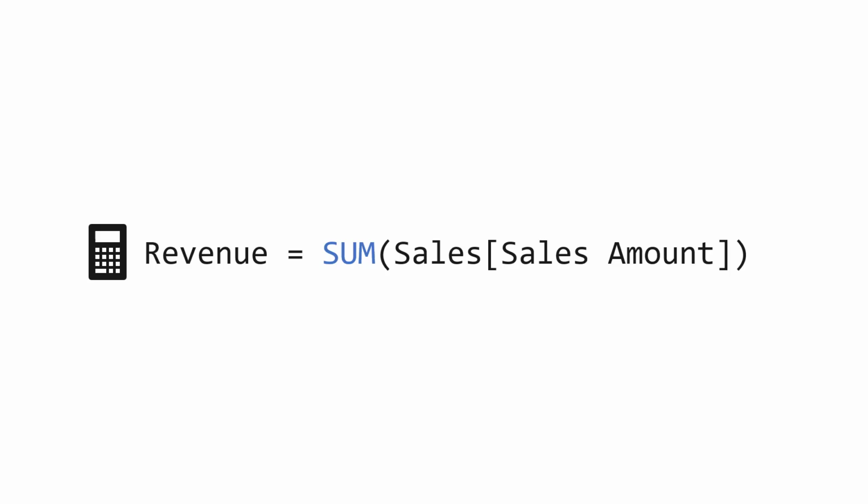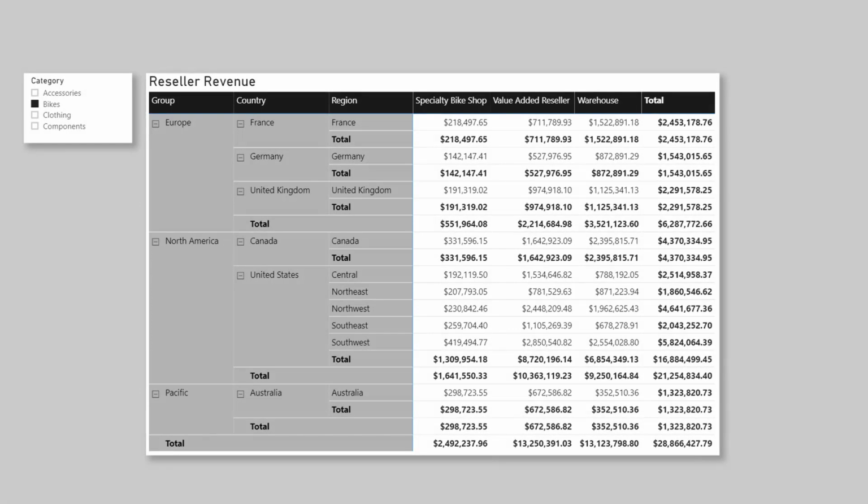Now let's see what happens when the measure is used in a report design. Here you can see a single report page that has a Category slicer and a matrix visual titled Reseller Revenue. The matrix groups by Sales Territory group, country and region on the rows, and Reseller business type on the columns. All the values displayed in the matrix use the Revenue measure. Remember, it's the sum of the Sales Amount column.